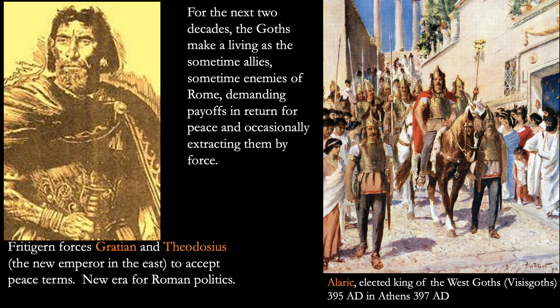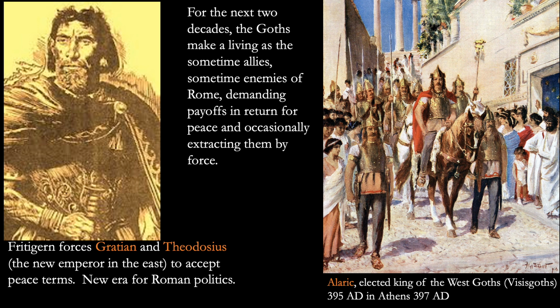Okay, so Fritigern, what does he do after all of this? He forces concessions from basically everyone in Rome. Gratian and the new emperor in the east, Theodosius, come to a peace treaty with him. He agrees to stand down and stop attacking everyone. In return, they agree that they will allow his people to settle somewhere on Roman territory and establish themselves some land that they can farm and use as a permanent place to live and rule and have for themselves.